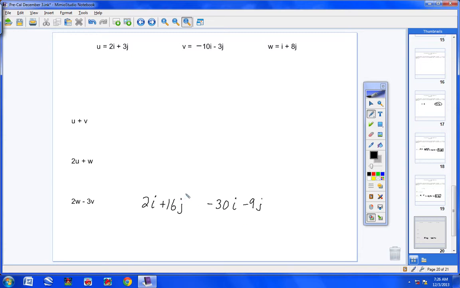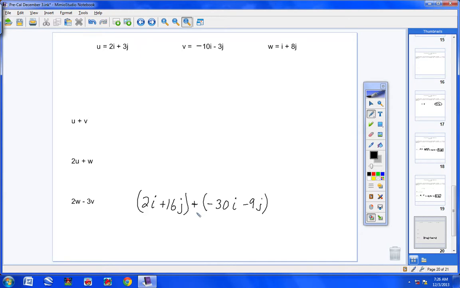Okay, now don't forget, there's a minus sign between these two vectors. Did I lose you there? Watch carefully. I took 2 times w and I got this right here. Here's 2w right here. I got this right here. Okay, then I took 3 times v and I got this vector right here. Everybody see that okay?